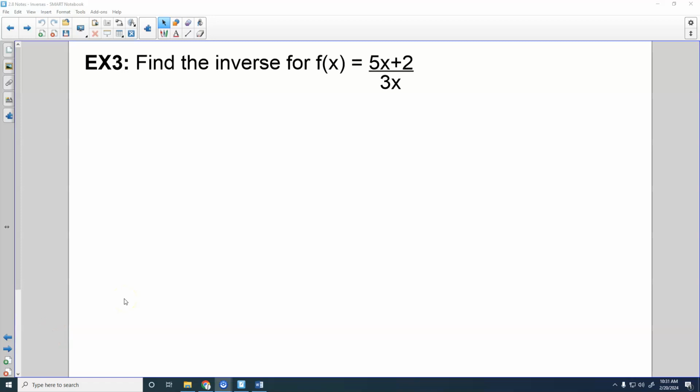So for these, the rules are still the same. It's just a harder problem to do. So we need to switch our x's and our y's. So we will get x equals 5y plus 2 over 3 times y.